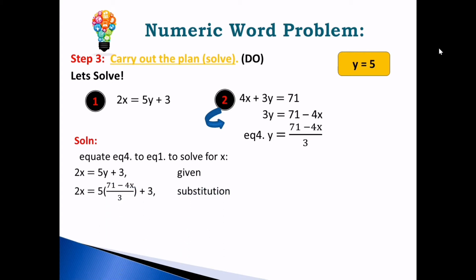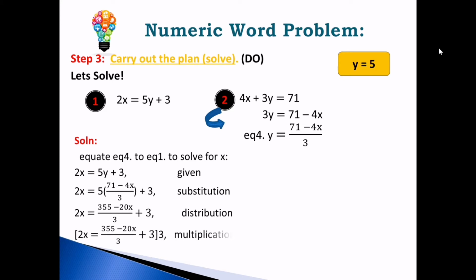So we have now like this by substitution. Then right after that, we're going to distribute 5 to all the terms inside the parentheses. So we have this product. And then again, it's hard for us to solve the equation if it has a denominator or one of the terms is in fraction or rational form. So we're going to multiply the whole equation by 3, that is by multiplication. Then right after that, we're able to remove the rational and everything is in a whole number numerical coefficient.